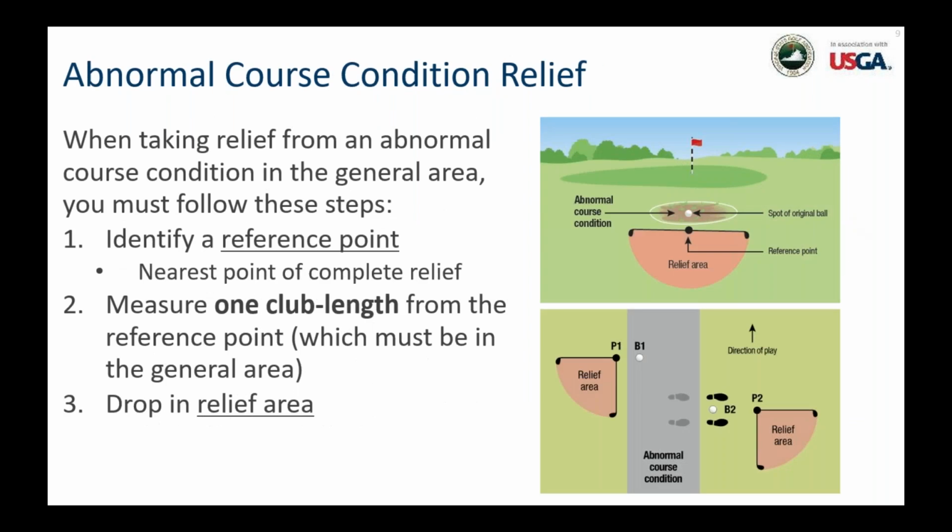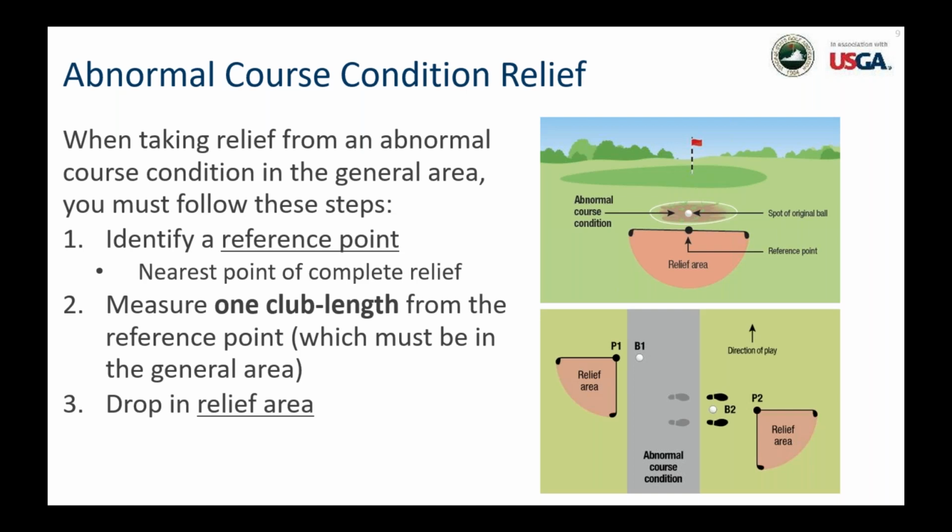When taking relief from an abnormal course condition in the general area, you must follow some particular steps. You must identify the reference point. It's the nearest point of complete relief. So in the top picture, it's indicating that this ball is within ground under repair. So the reference point is going to be just outside of that ground under repair.